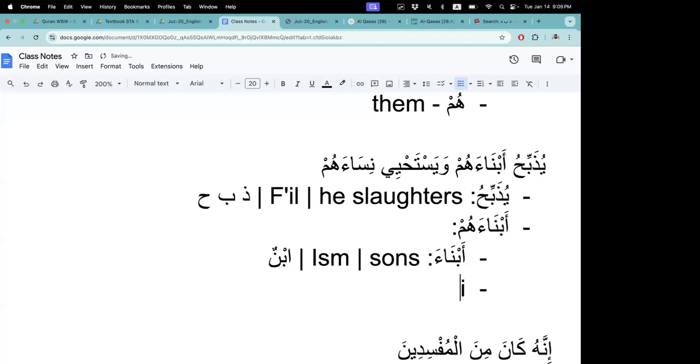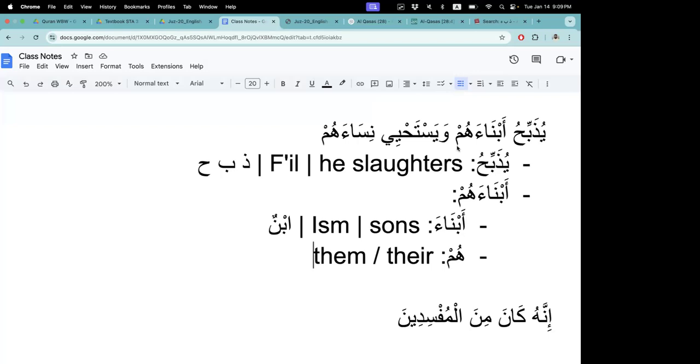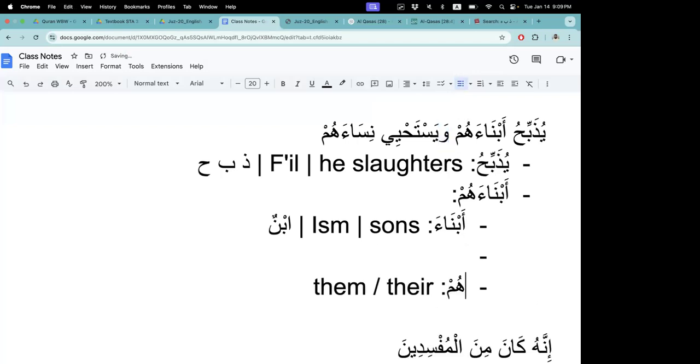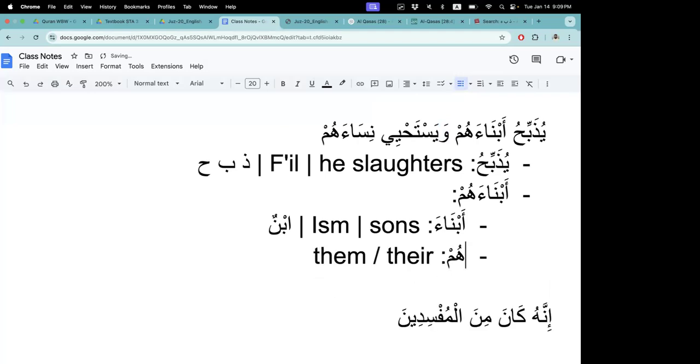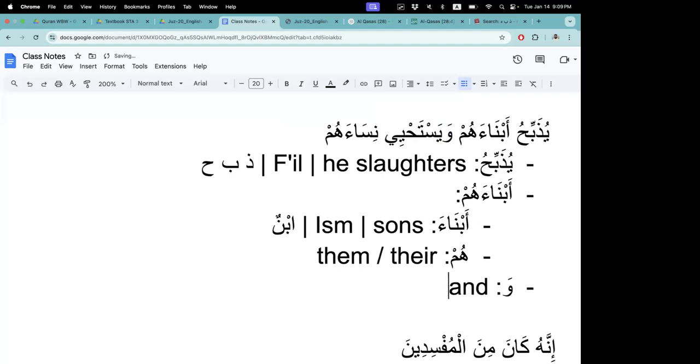Hum is them, right? Or them/their, right? Because the translation "them sons" is, mashallah, a little too hip, but "their sons" is more correct. Abna'ahum. Wa means and. Okay. Wa, and.